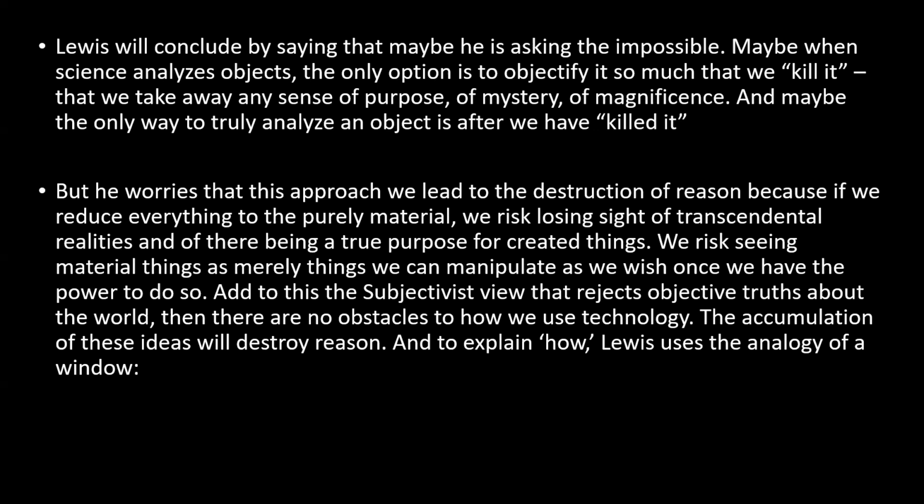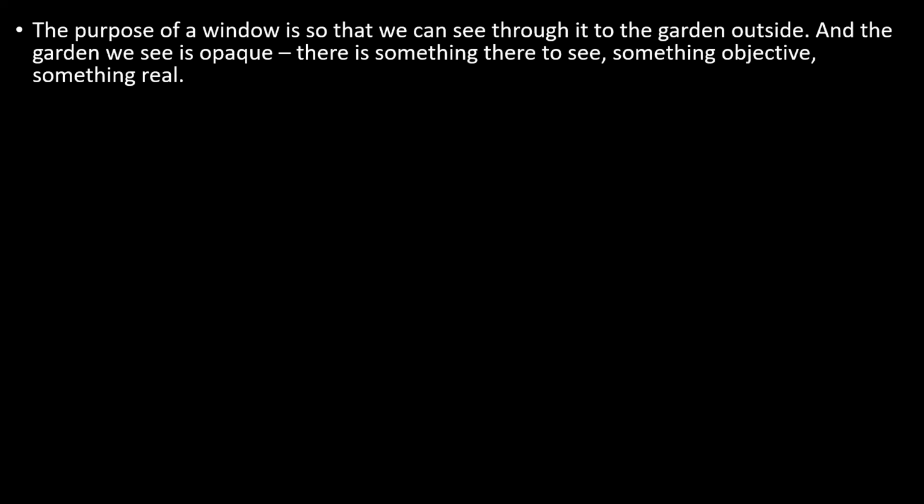So again, he's saying that he's concerned this subjectivism, reducing the material world to nothing but the purely material, things we just manipulate, means we're going to lose our gift of reason. And how? So here's the window, the very end of the chapter. He says the purpose of a window is that we can see through it to the garden outside. And this garden that we see is opaque, which means there's something there. There's something we can see. There's something that's objective, something that's real.